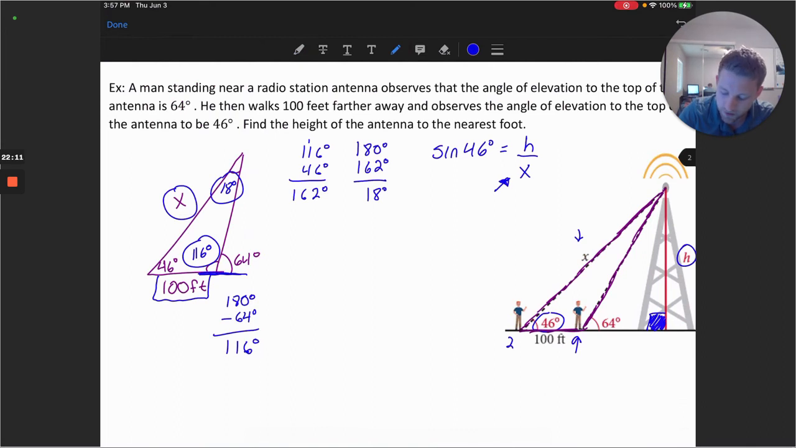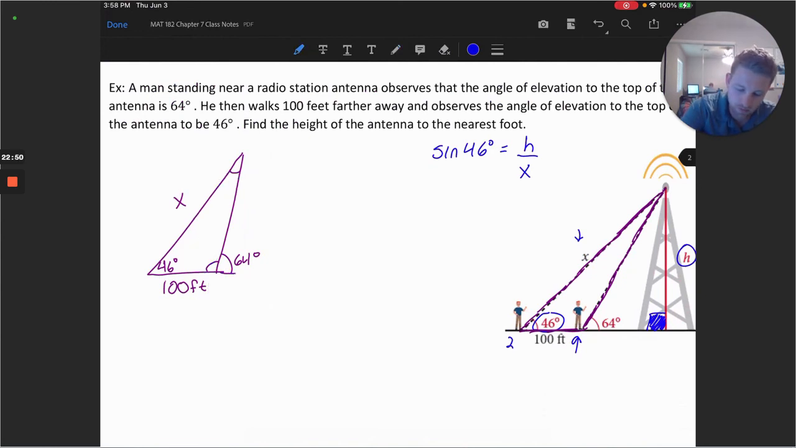So let's set up the law of sines here. We'll start with the known ratio. We have 100 feet divided by the sine of 18 degrees, that's the opposite angle, has to be equal to the x side length divided by the sine of 116 degrees. And it's a good idea, if you're solving for side lengths, to write the side length on the top of the ratio. It just makes the algebra a little bit easier.